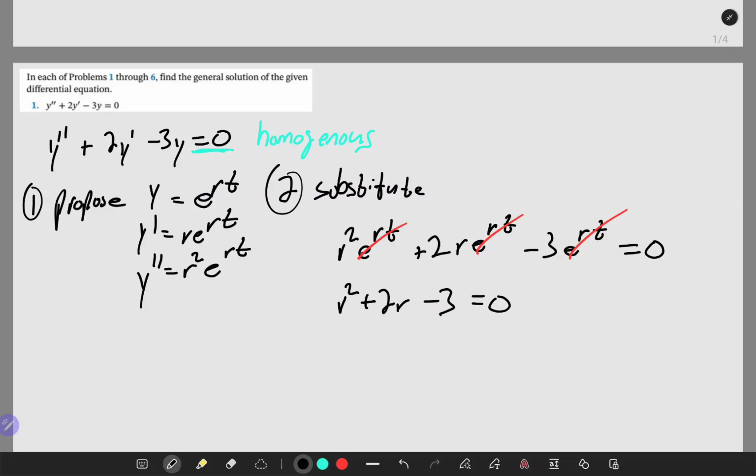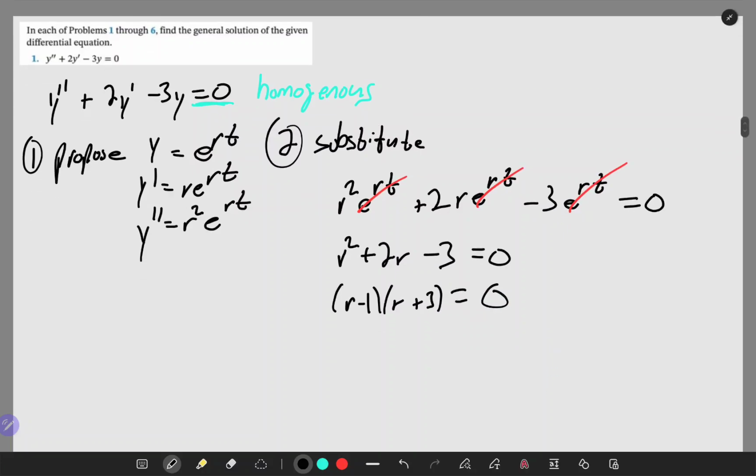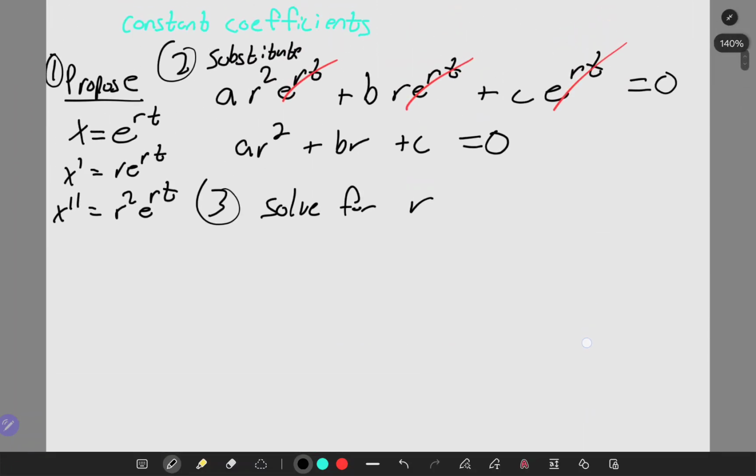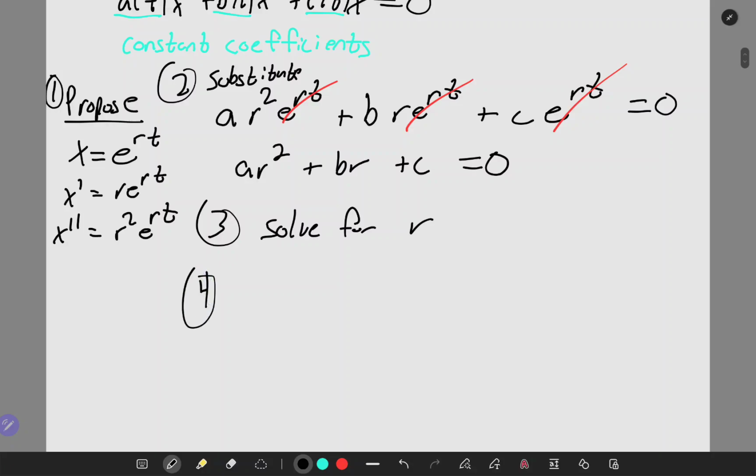So now from here we can factor this, right? So this would be r minus 1 times r plus 3 equal to 0. Yep, that works. And then r is equal to 1 or negative 3. So now what this means, when we write our general solution, so step 4 would be our general solution.